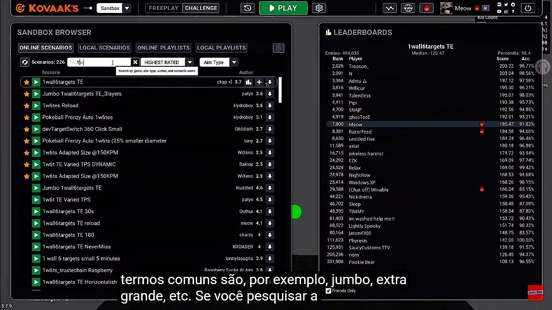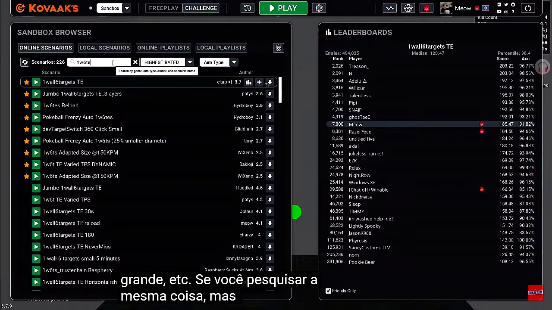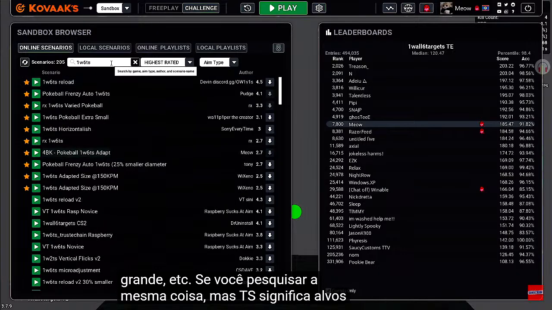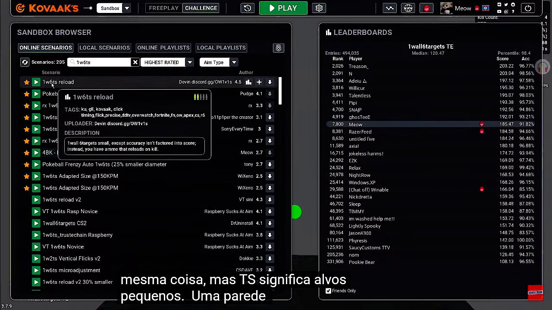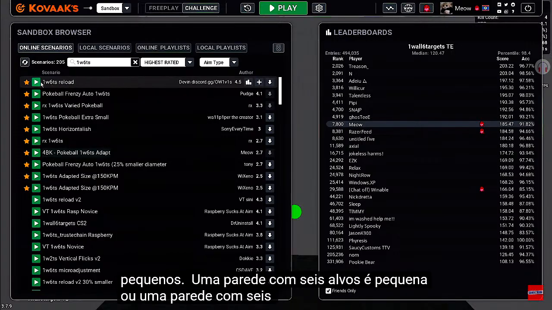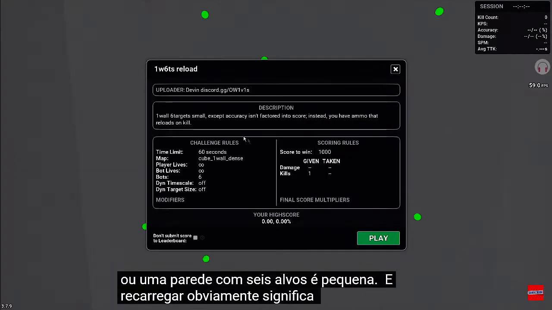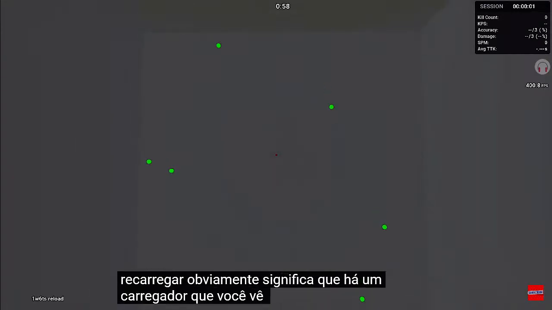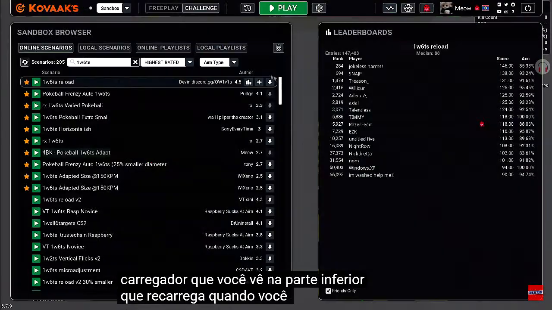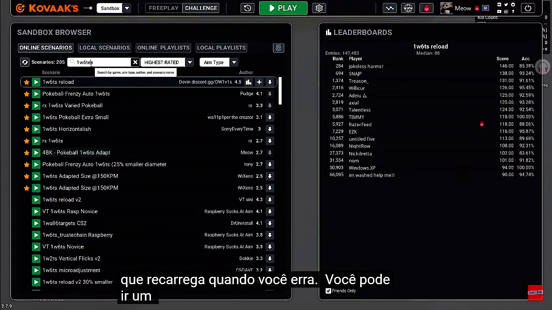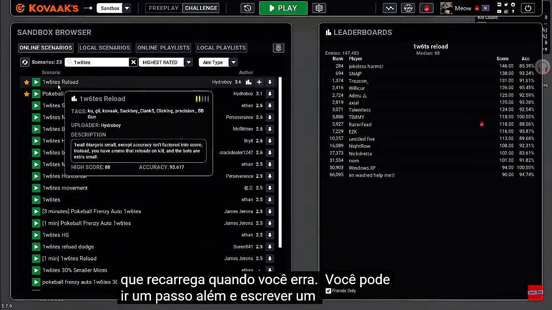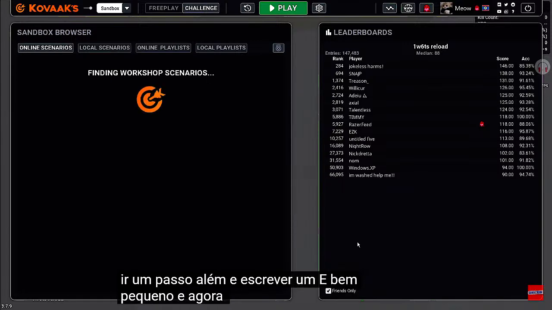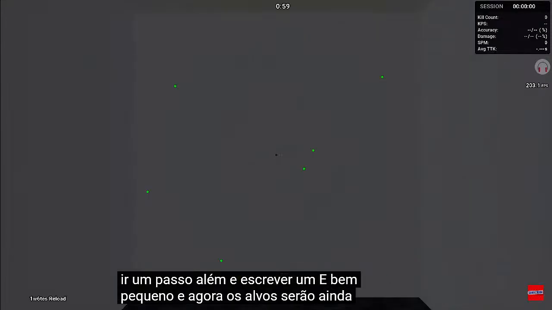If you then search the same thing but with TS, it means targets small. One wall, 6 targets, target small. Or one wall, 6 targets, small. And reload obviously means there's a magazine, which you see at the bottom, which reloads when you miss. You can go a step further and write an E for extra small, and now the targets will be even smaller.